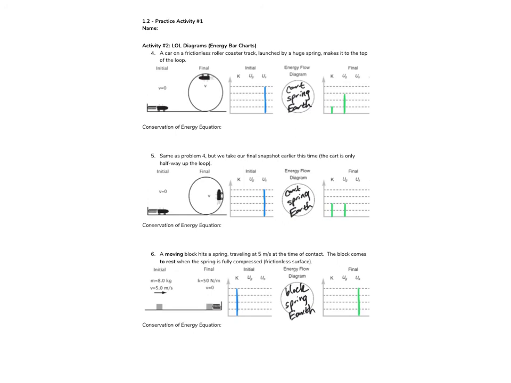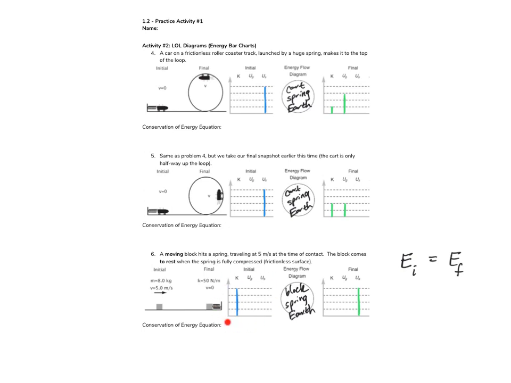Now the last thing, and you haven't really seen this yet, but I included it for a reason. We can create little mathematical equations for the conservation of energy. So what we say with these conservation of energy equations is that the energy that you have initially has to equal the energy that you have finally. So let's take a look at number 6. What does that look like in number 6?